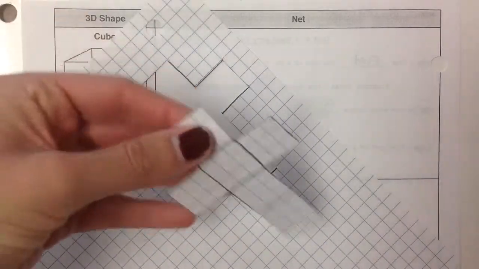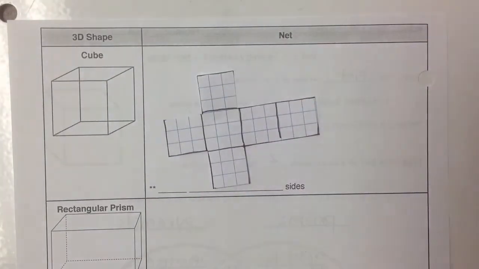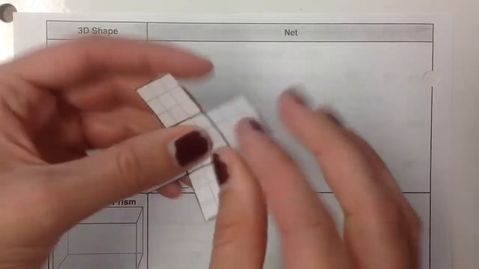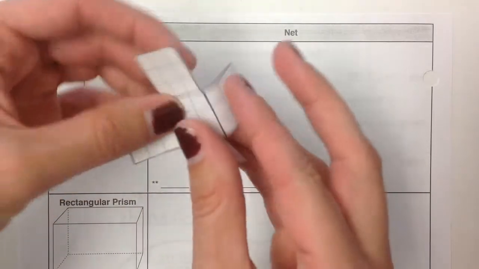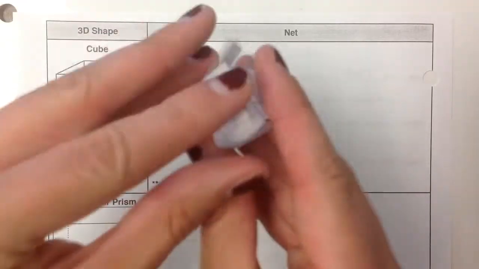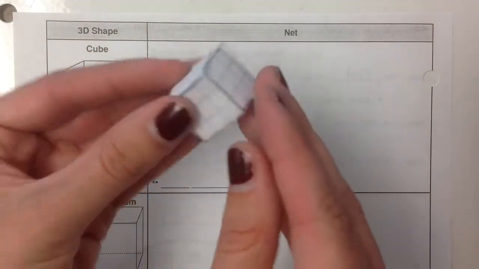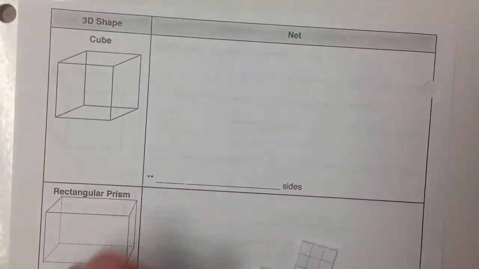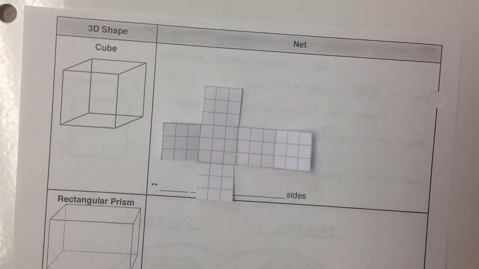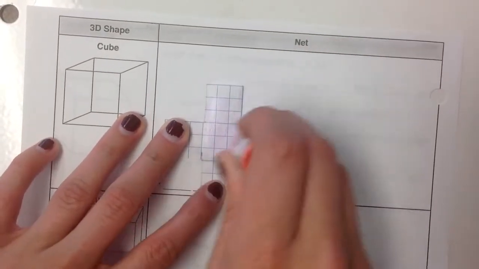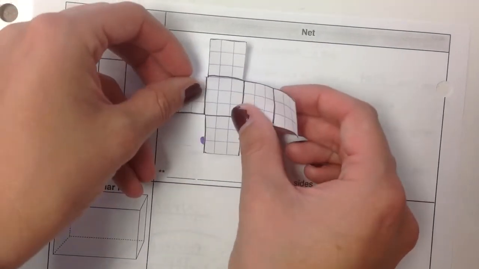Okay, so we have our net here, which if you really want to test to see if it works, you could fold each side where the lines are. You would then see that if you did fold it together, it would form a little cube. What we are going to do is glue it down on here. So I'm going to glue it down.